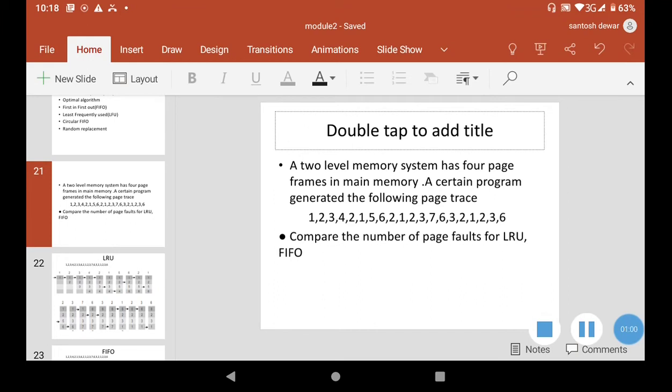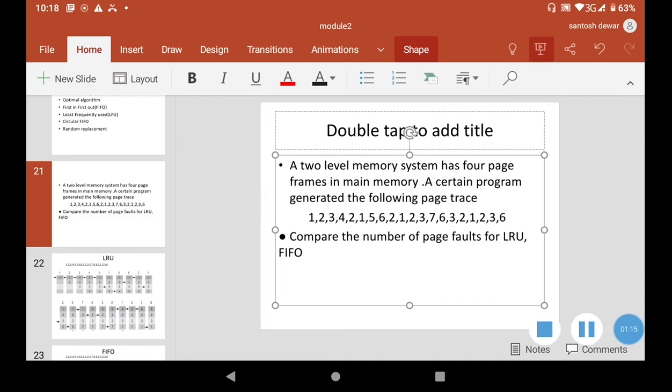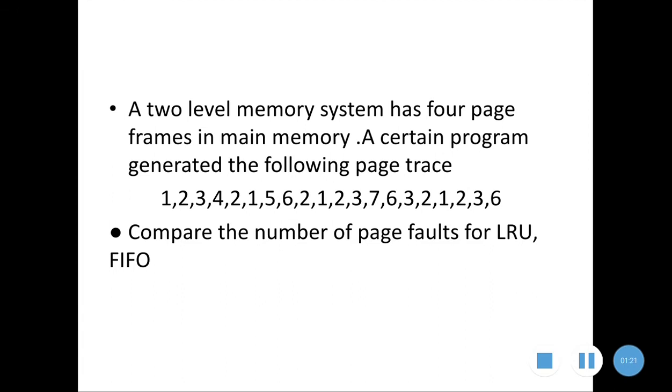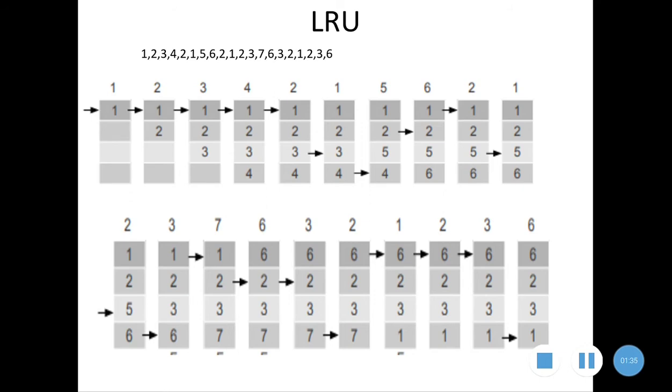So first we will discuss LRU, least recently used, and the FIFO technique. So we have a two level memory that has 4 page frames in main memory. A certain program generated the following page trace. So we have the page trace. Now we are trying to compare LRU with FIFO. So observe here, the 2 level memory system has 4 page frames.